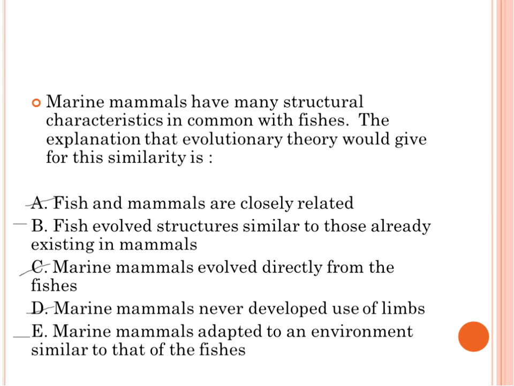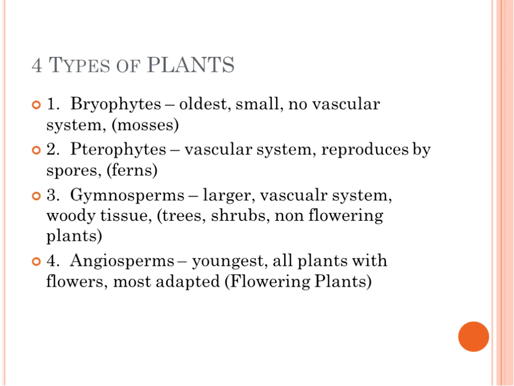Well, let's think about that. Fish evolved structures similar to those already existing in mammals. Fish came first, so they wouldn't have evolved things after the mammals. That's what makes that incorrect. The answer is E. Marine mammals and fish, they both adapted to the ocean that they live in. They live in it together. So they both adapted, and that's why they have similar structural characteristics. So that would be E. Good job for those of you who had it.